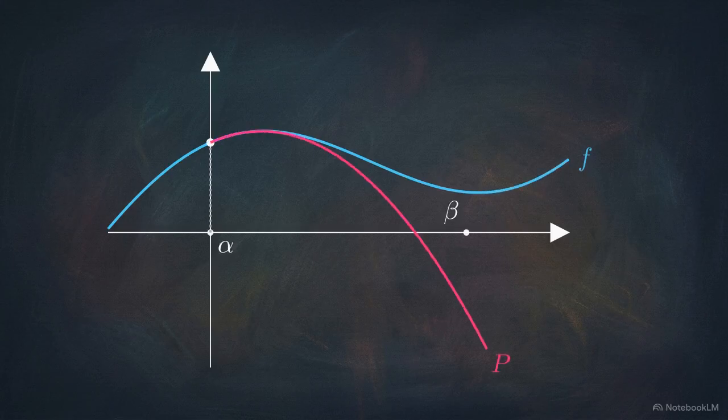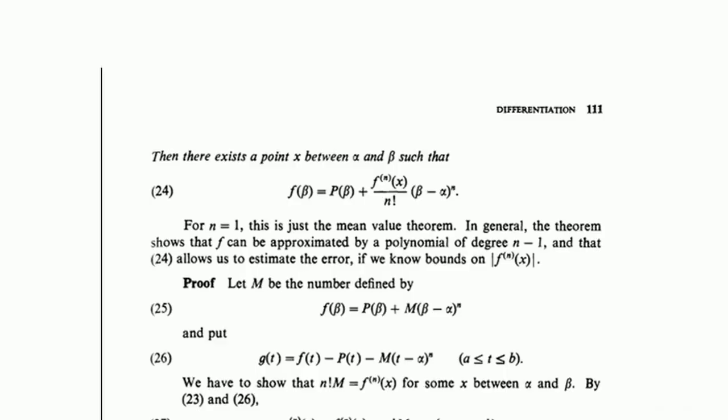But no matter how perfectly we match the function at alpha, when we travel to evaluate it at a distant point beta, our polynomial is still just an approximation. In equation 24, Rudin quantifies the remainder. It relies on the nth derivative evaluated at an unknown point x, divided by a factorial and multiplied by the distance between alpha and beta to the nth power. That existence alone sets a rigid error bound.